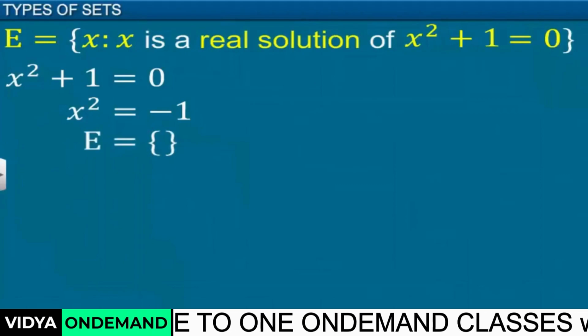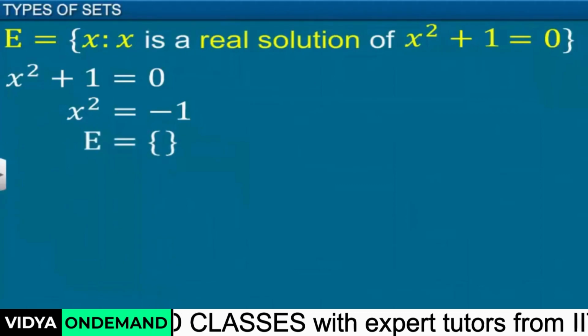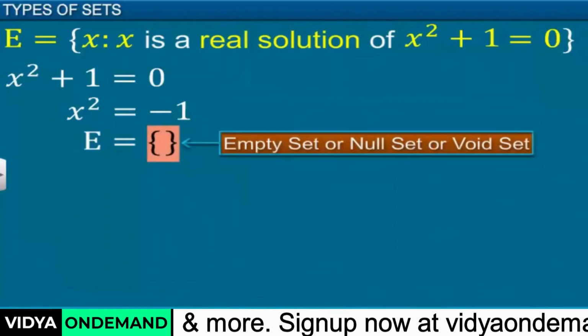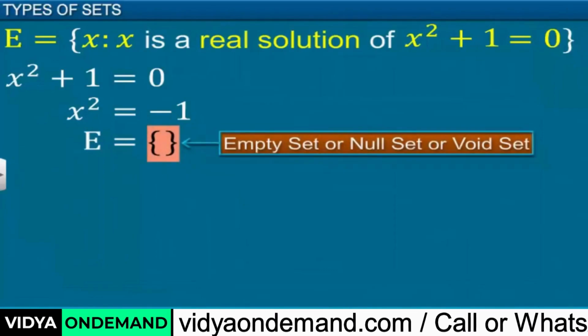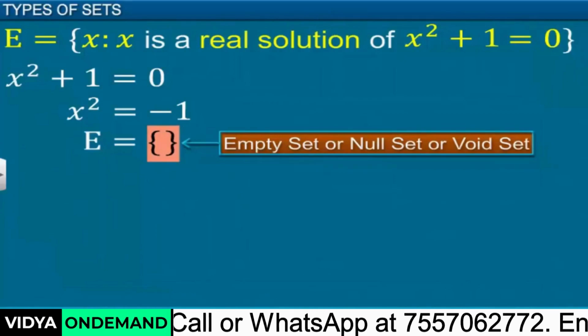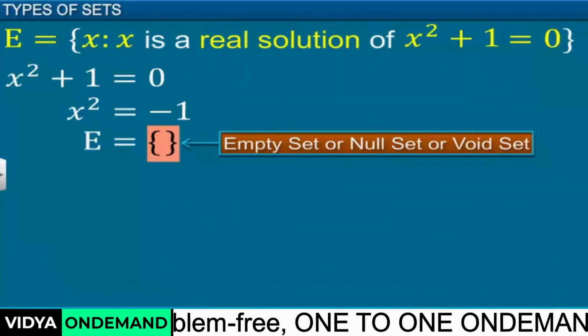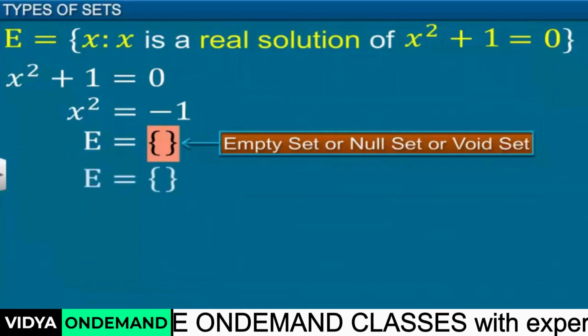We can say that the set is empty. A set that does not contain any elements is called an empty set, null set, or a void set. An empty set is denoted by the symbol phi.